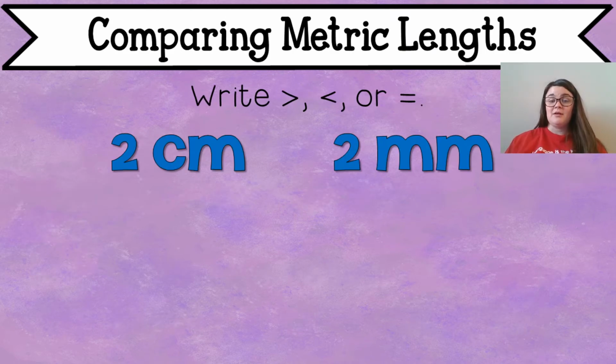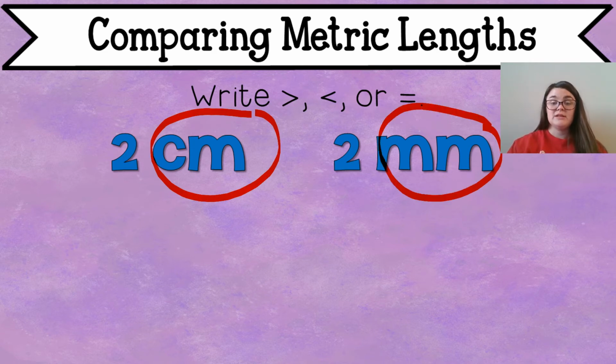Now it's time for us to compare our different units of measurement using the greater than, less than, and equal to symbols. Greater than, less than, and equal to are things that we use to compare different sets of numbers. Before we begin, we have to think about the units that we see for each problem. So for this first problem, we're measuring millimeters against centimeters. Which one of these two is bigger, a millimeter or a centimeter?